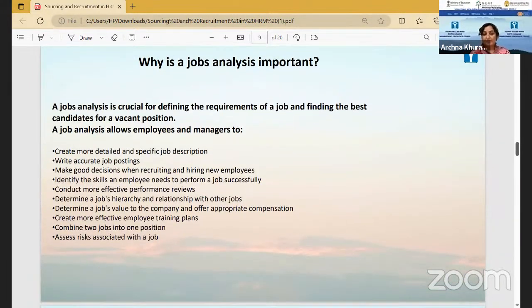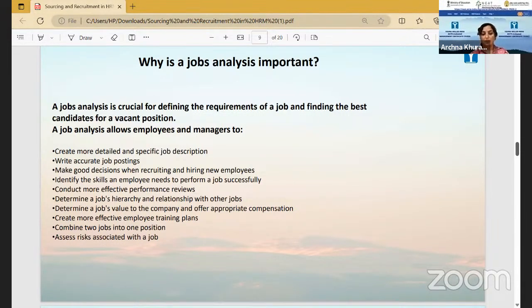Now, why is job analysis important? Like I've already spoken about it during the last 2, 3 slides, but just to repeat it, number one is creating more detailed and specific job descriptions. Again, it brings accuracy. The more number of times you repeat these exercises, there are chances that people are more engaged. They stay for a longer time period. Retention and attrition get a direct impact from this.